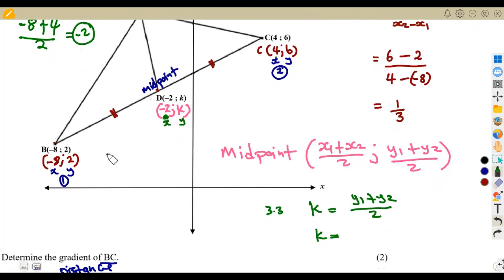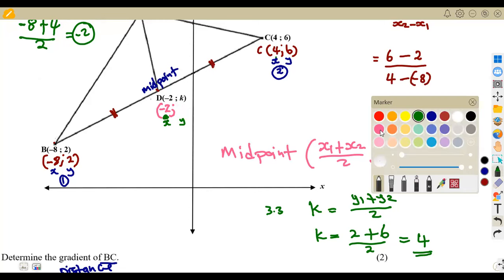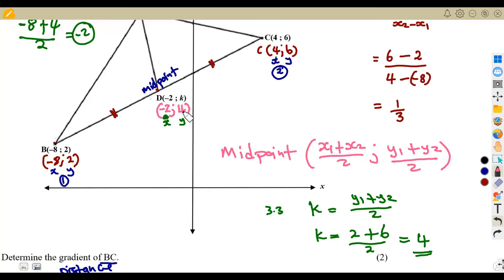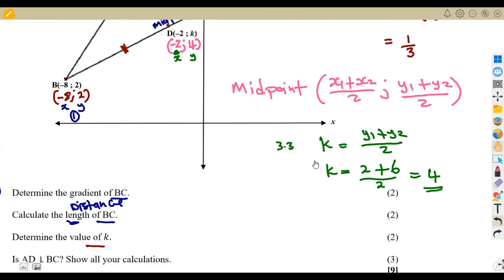So your k was going to be the y value at point 1, which is 2, plus the y value at the second point, which is 6. Then we divide everything by 2. So 2 plus 6, that's 8 over 2, which is 4. So the k in this case is 4. That is what the question was all about. Now we've got a complete point, which is (-2, 4). We might need to use this point later on, so let's indicate it like that.